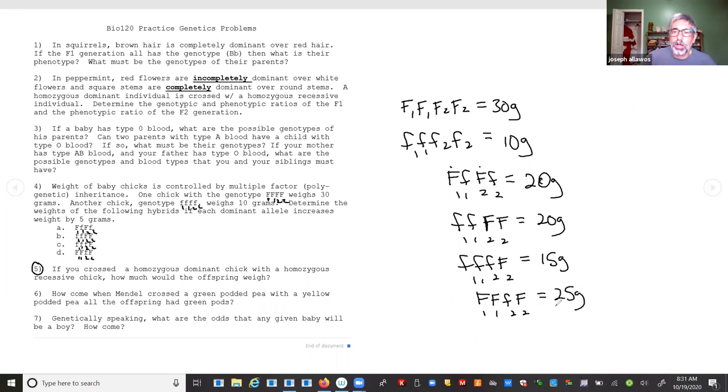Okay. These are not hard problems. The math has to work out. I have to make sure that the problem works out math-wise. It's up to you to understand that there are parameters. The most it's going to weigh is 30 grams and the least 10. If you get numbers over or under this, you've done something wrong. So be aware of that. And then be aware it doesn't matter where the dominant alleles are. It just matters if they're there or not. These are simple problems. You just have to understand how to work them.